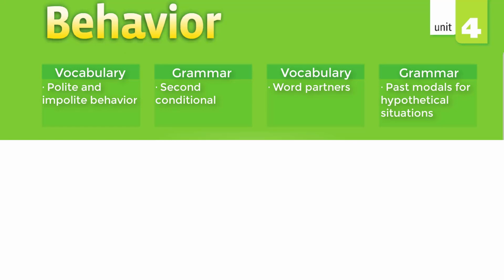This unit is called Behavior, and it is going to be divided into 4 sections. It's going to be vocabulary and grammar again. In the first part of vocabulary, we're going to see polite and impolite behavior. Second part is going to be grammar. We're going to see second conditional. Third part is going to be vocabulary. We're going to see word partners. And the fourth part is grammar. We're going to see past modals for hypothetical situations.